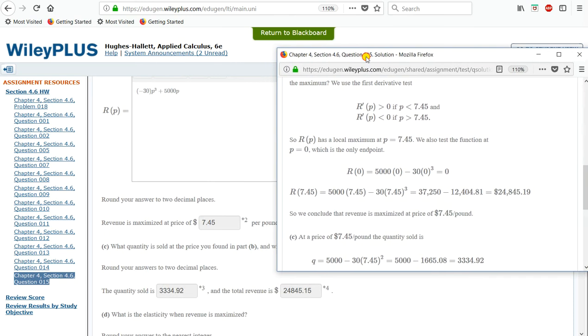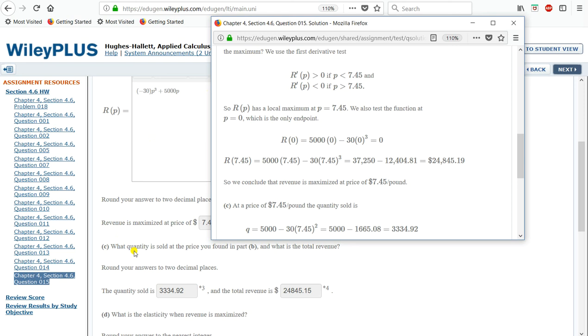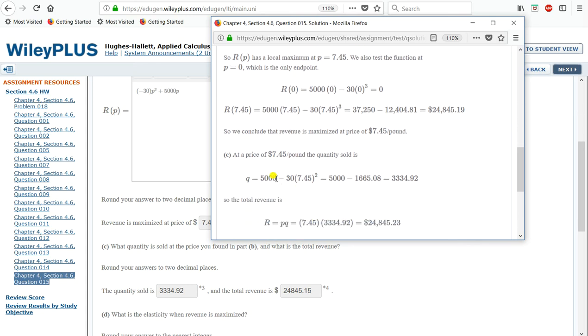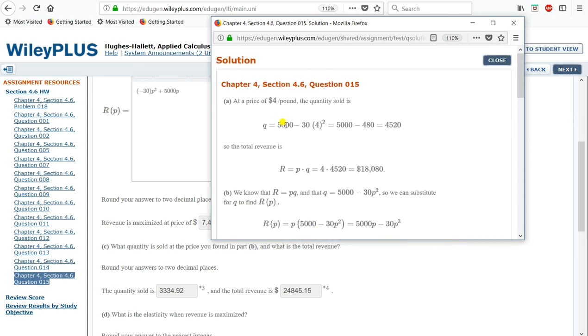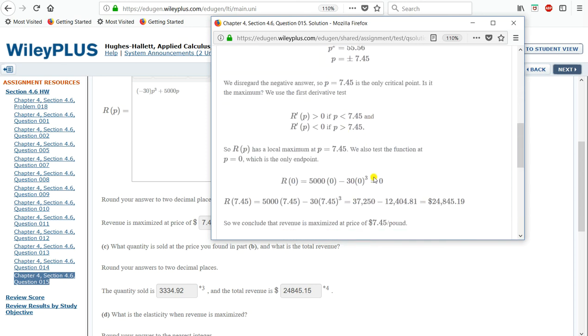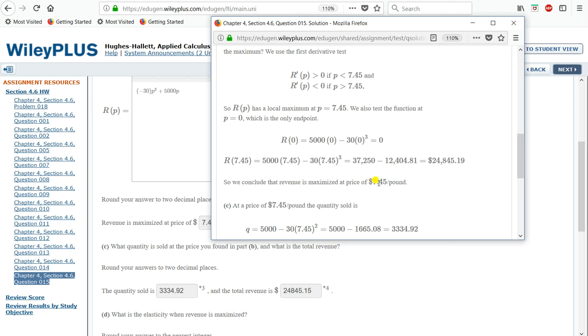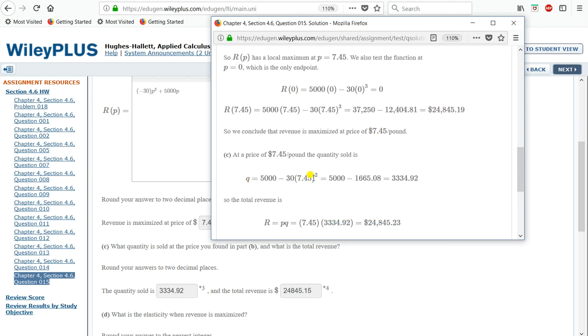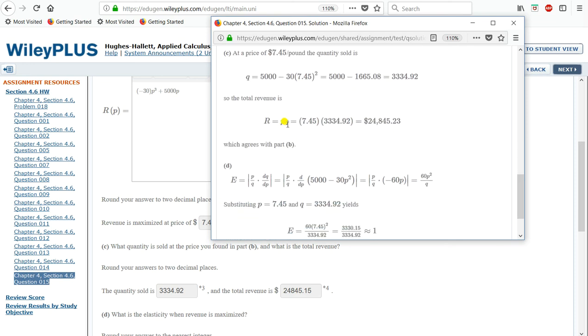And now for part C, they ask you what quantity is sold at the price you found in part B, and what is the total revenue. So the quantity function is given here. For the price, we just take the value we got, 7.45, plug that P in here and find Q, and then take Q times P, which gives you the revenue, right? P times Q.